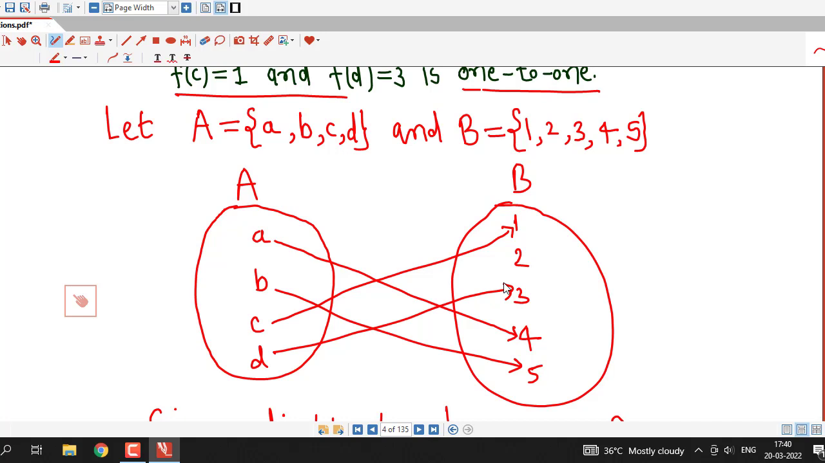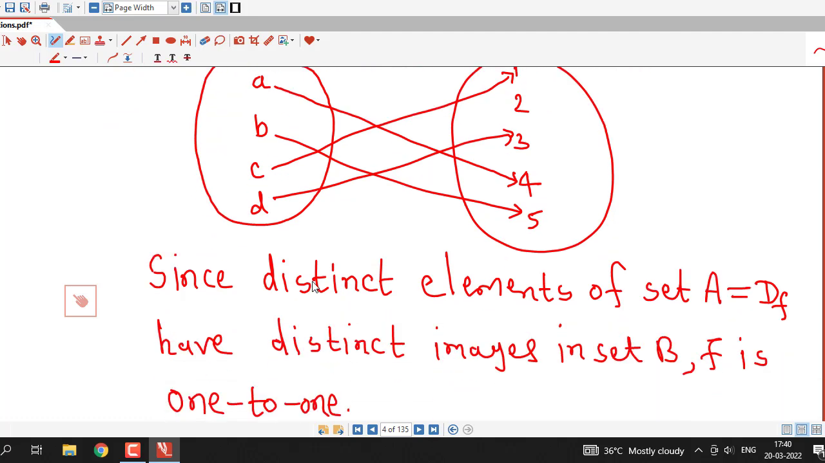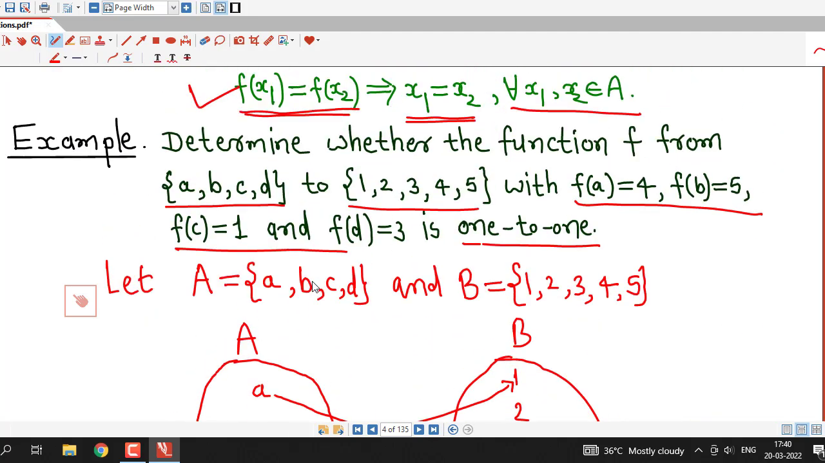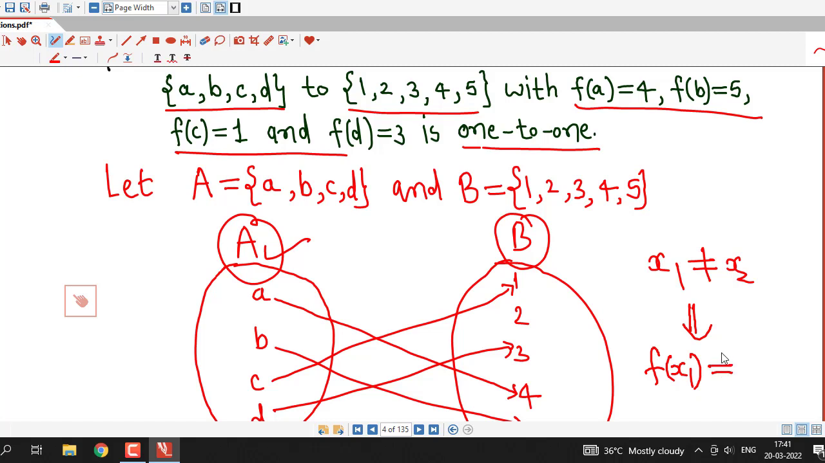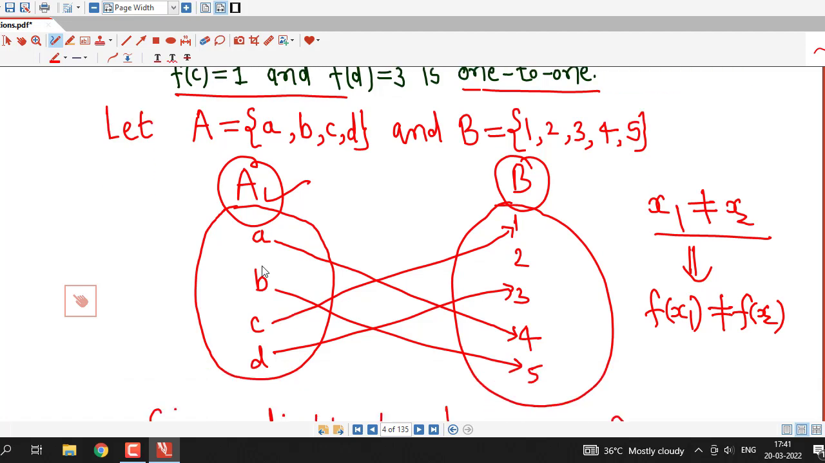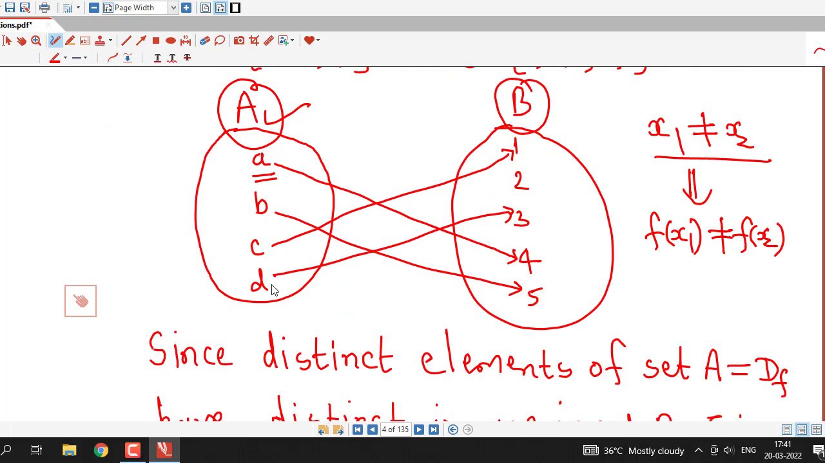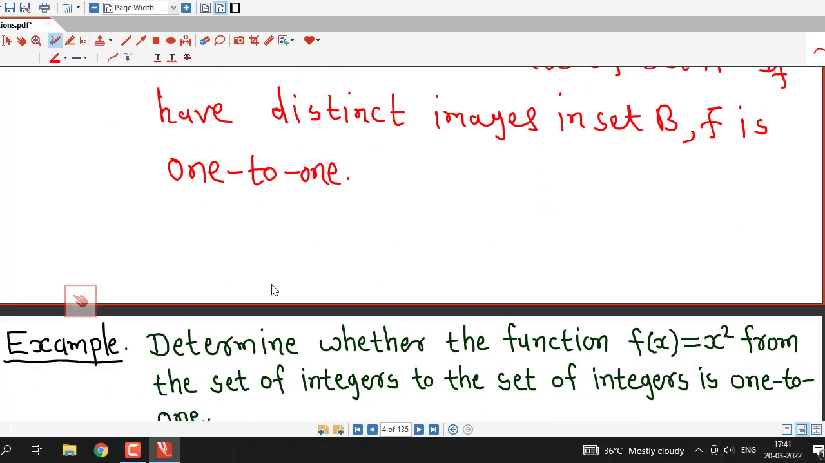We can use the Venn diagrams and observe whether distinct elements are having distinct images or not, and we find that this function is 1 to 1 because distinct elements in the domain have distinct images in the codomain. This condition is satisfied if we take any two distinct elements x1, x2 in set A, then we observe that their images are also distinct, and this is true for all x1, x2 which can take these values A, B, C, D from set A. Therefore this function is 1 to 1.